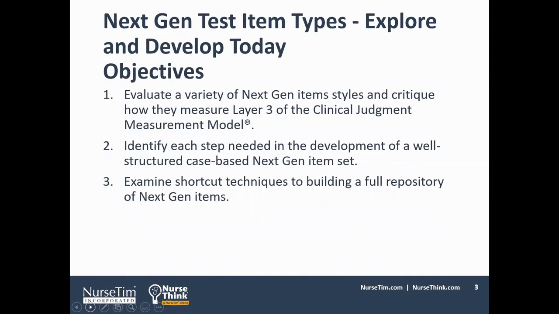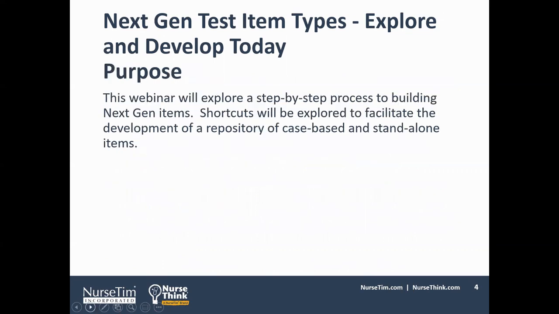Objectives. 1. Evaluate a variety of next-gen item styles and critique how they measure Layer 3 of the Clinical Judgment Measurement Model. 2. Identify each step needed in the development of a well-structured, case-based next-gen item set. 3. Examine shortcut techniques to build a full repository of next-gen items. Purpose. This webinar will explore a step-by-step process to building next-gen items. Shortcuts will be explored to facilitate the development of a repository of case-based and standalone items.